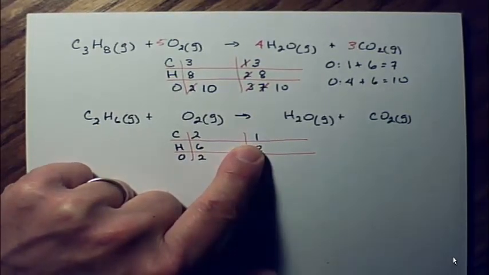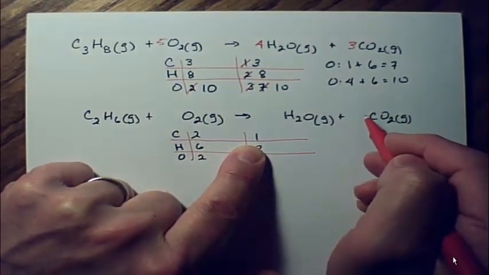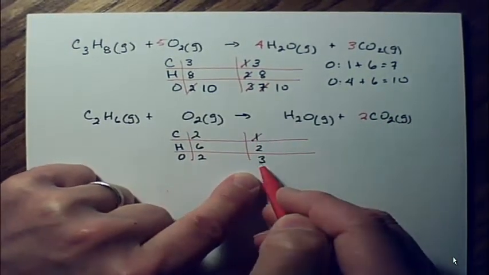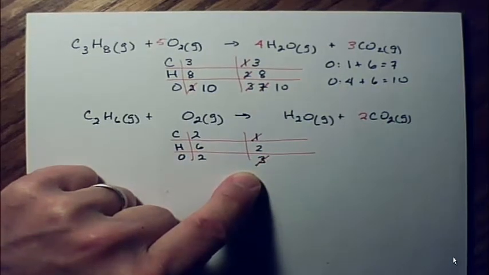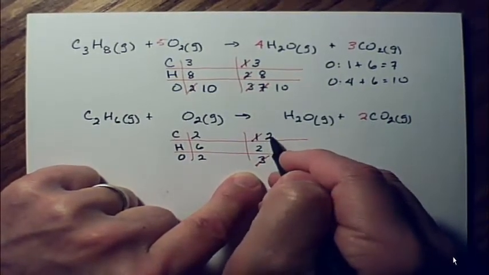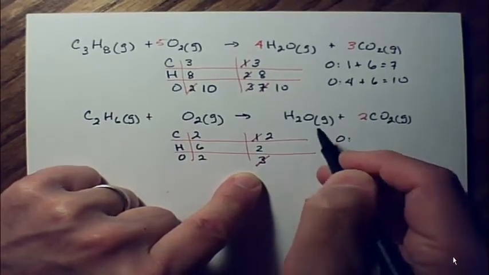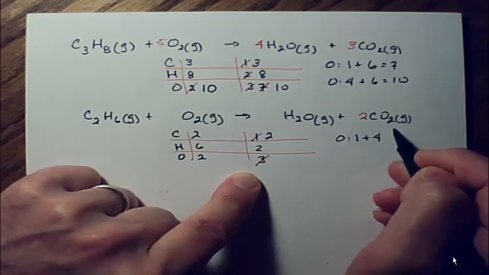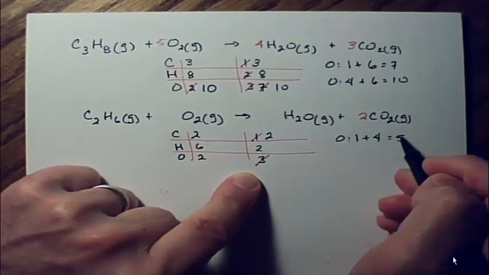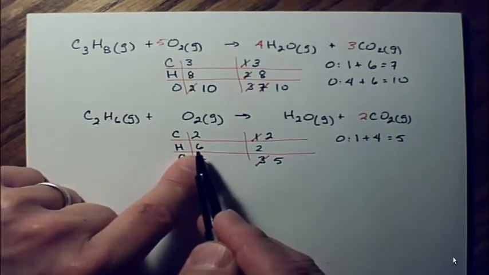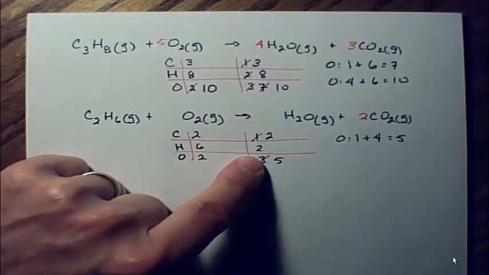We know we have 2 carbons on the left. We only got 1 on the right. We want to have 2, so we put a coefficient 2 in front of the species containing the carbon. That changes the number of carbons and oxygens, giving us now 2 carbons, and we've got 1 oxygen here. 2 times 2 is 4, and 4 oxygens there. That's a total of 5 oxygens.